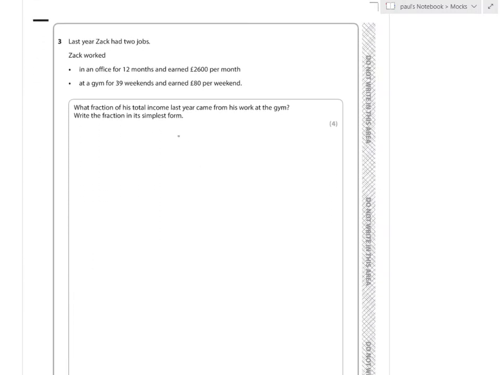Last year, Zach had 2 jobs. Zach worked in an office for 12 months and earned that much money, and at a gym for 39 weekends and earned £80 a weekend. What fraction of his total income last year came from work at the gym? So 39 times 80. Remember, this is a calculator paper. So 39 times 80 is 3120.